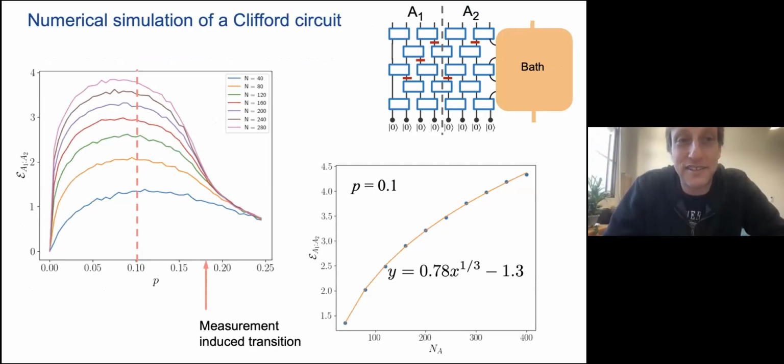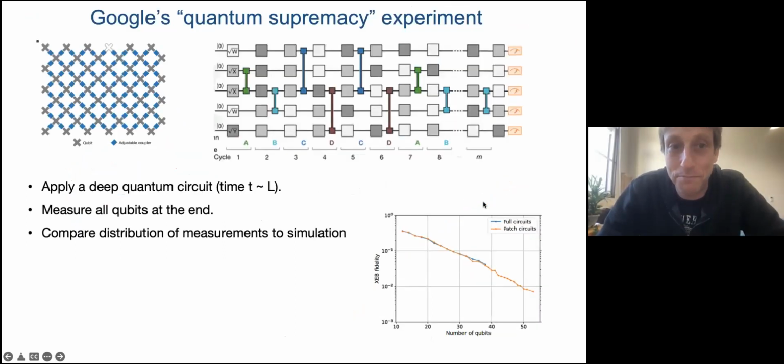And this is a Clifford circuit simulation that shows that this analytic result indeed holds, even in a Clifford circuit. And you get this 1/3 scaling of the negativity.